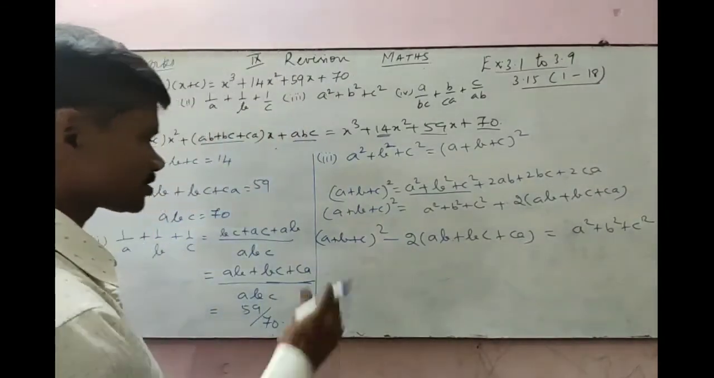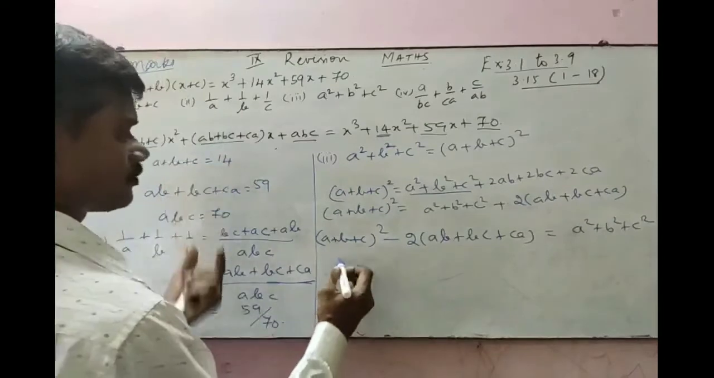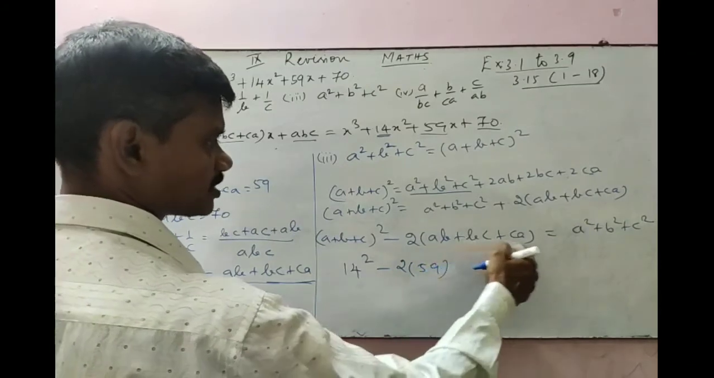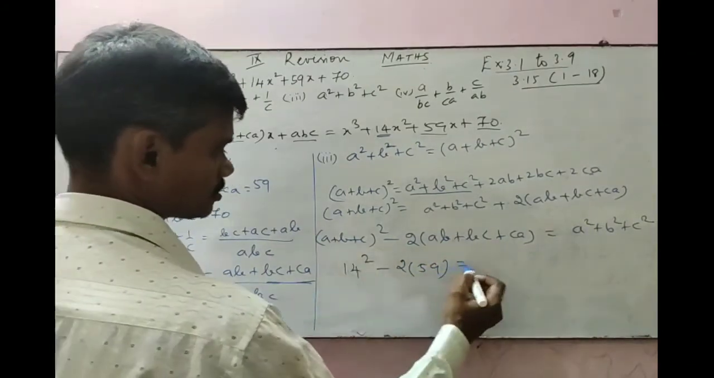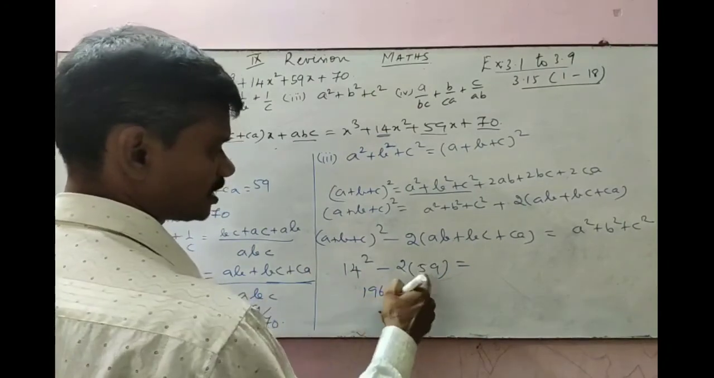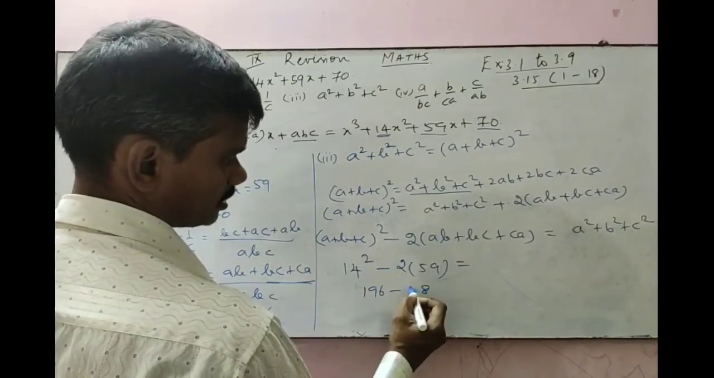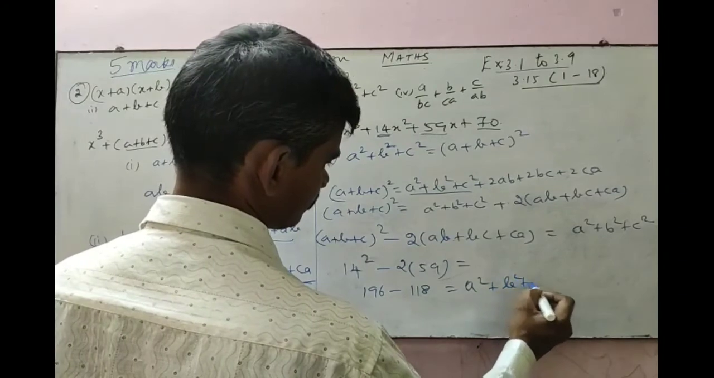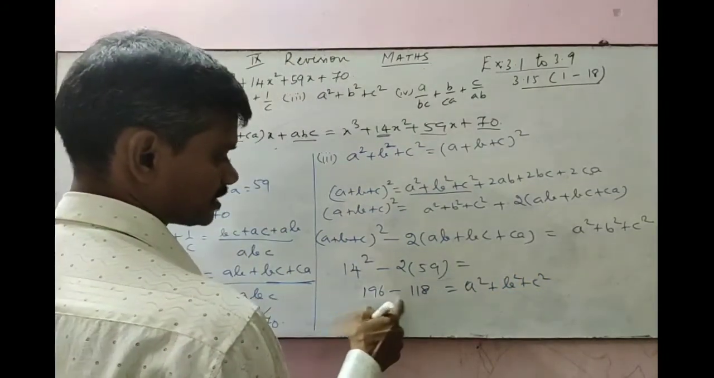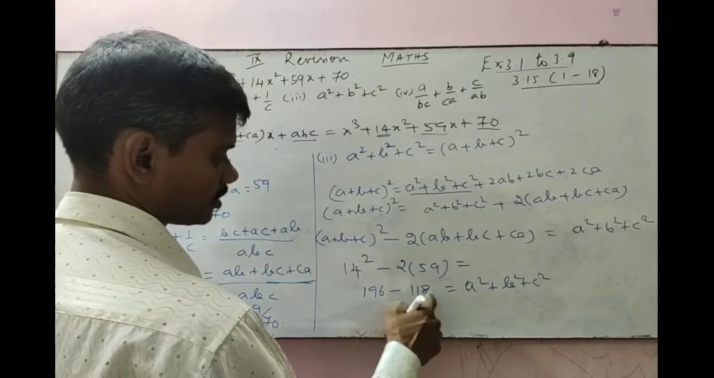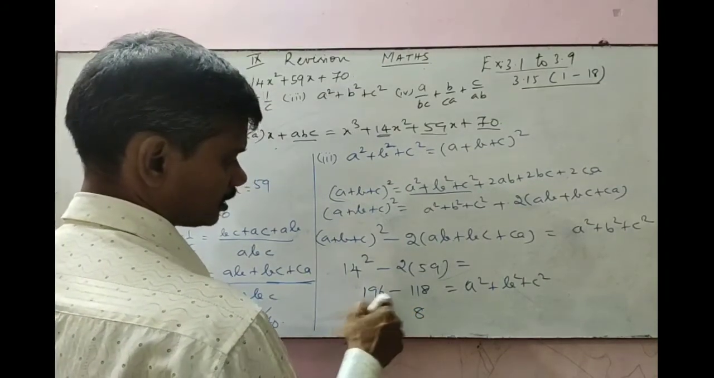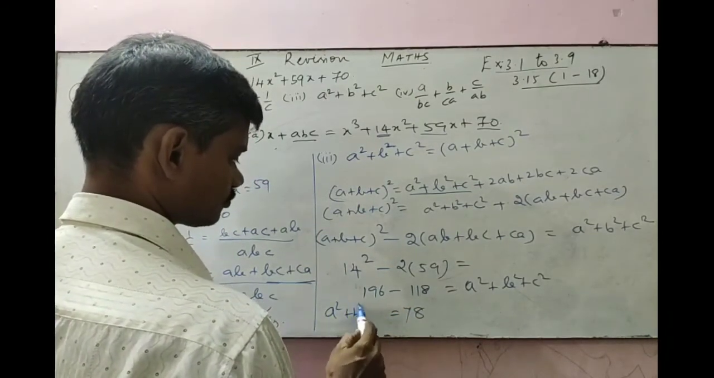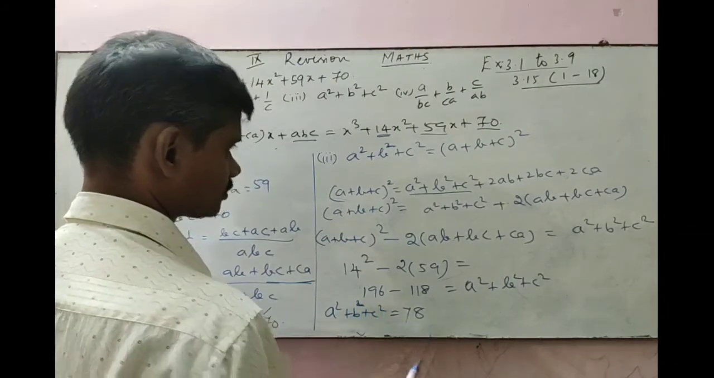Now substitute the values of a plus b plus c and ab plus bc plus ca. The value of a plus b plus c is 14 square minus 2 into, here the value of ab plus bc plus ca is 59. 14 square gives 196 minus 59 into 2 gives 118, equal to a square plus b square plus c square. 196 minus 118: 16 minus 8 gives 8, 9 minus 1 gives 8... so the answer is 78 for a square plus b square plus c square.